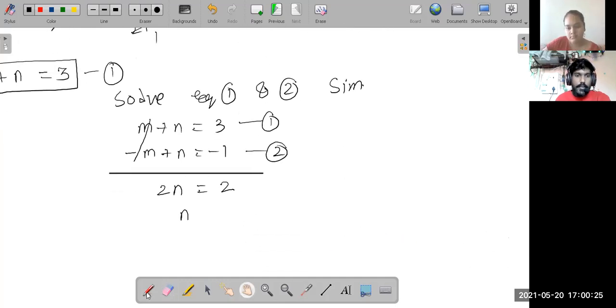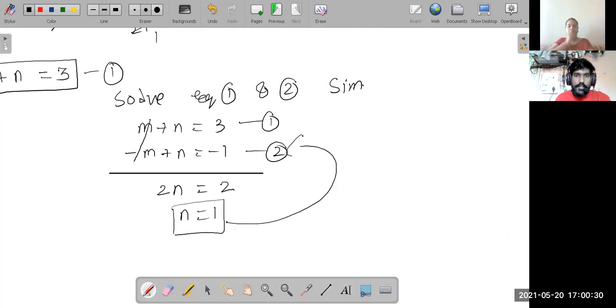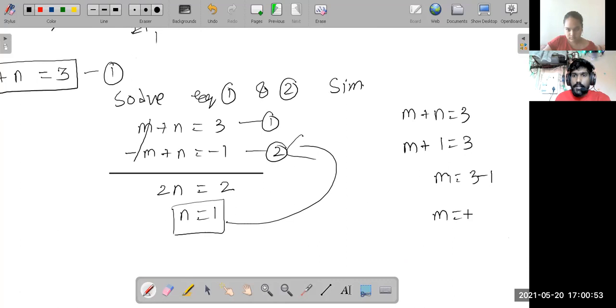So here n is equal to 1. And then you substitute it in some equation. So let's substitute in the first one. m plus n is equal to 3. So you have m plus 1 is equal to 3. Take 1 on the other side. So you have m is equal to 3 minus 1, that is 2. So the value of m and n you got. m is 2, n is 1.